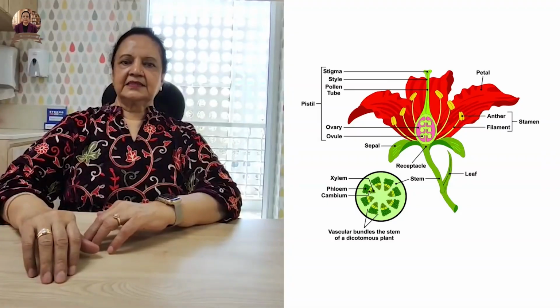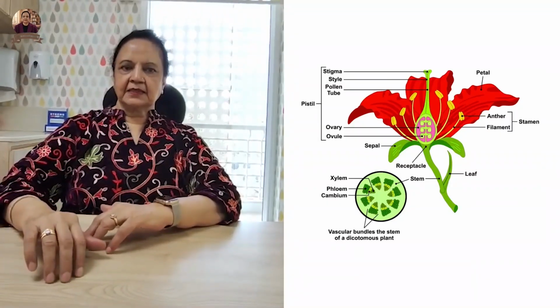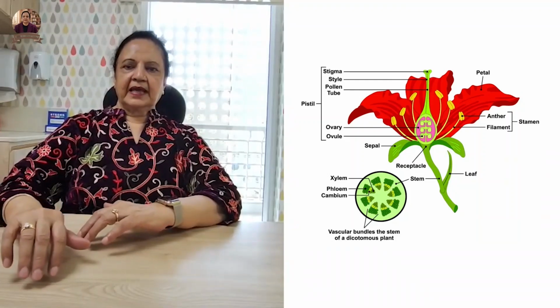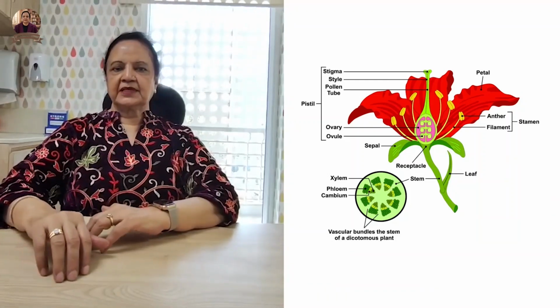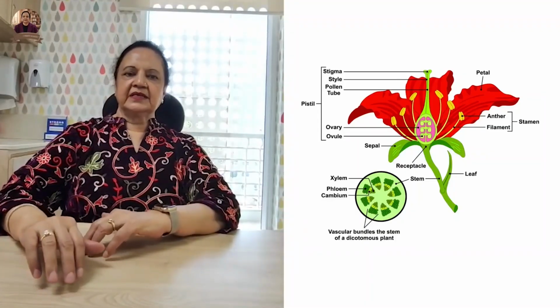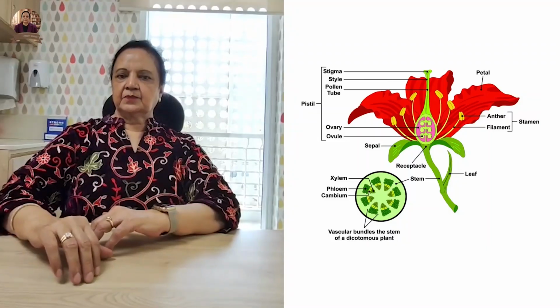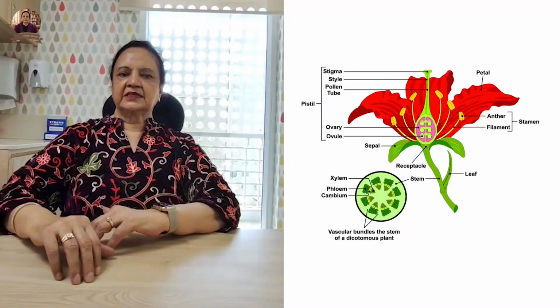The flower is the reproductive part of a plant. Stamen is the male part made up of anther, which produces pollen, and filament. Pistil is the female part. Ovary contains ovules. Pollination is the transfer of pollen from the anther to the stigma.